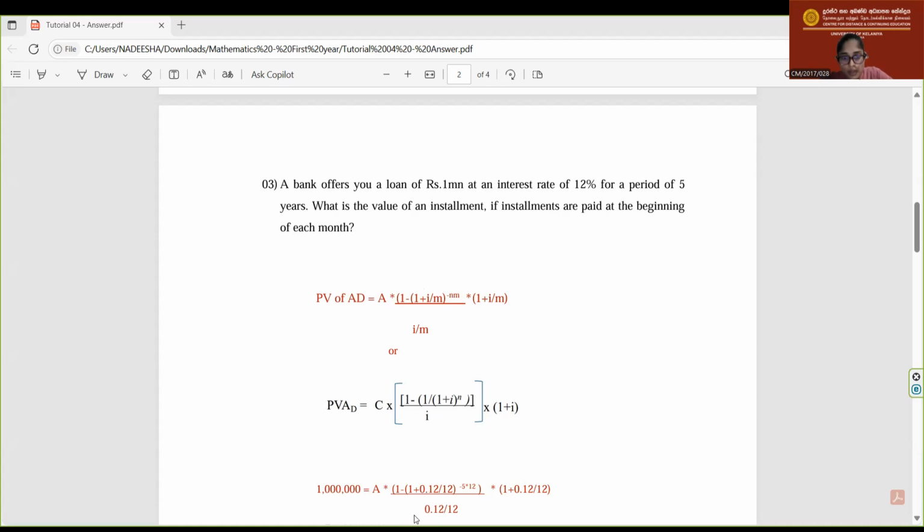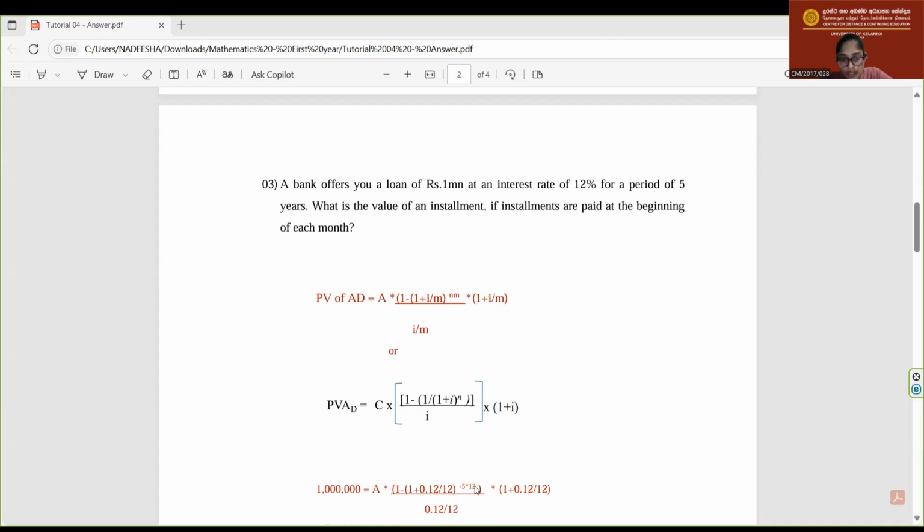1 minus (1 plus 0.12 divided by 12), because it is each month, right? I told you if it is monthly, your m would be 12. If it is daily, your m would be 365. If it is semi-annual, your m would be 2, likewise, right? Here it's 12. What about the power? You get the negative, right? Always a negative power in the annuity due.